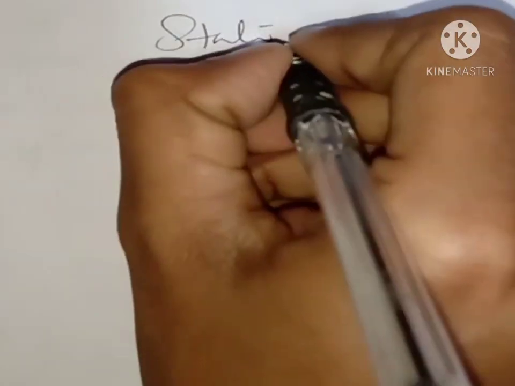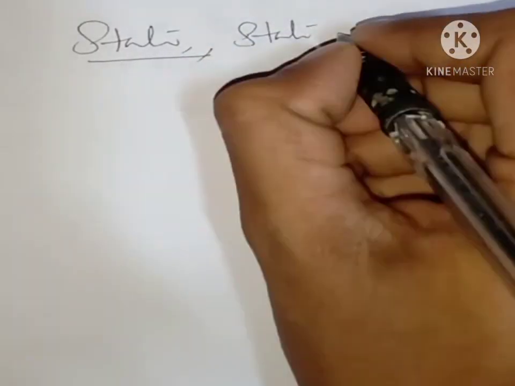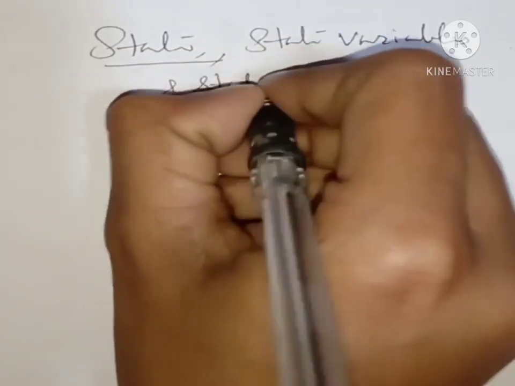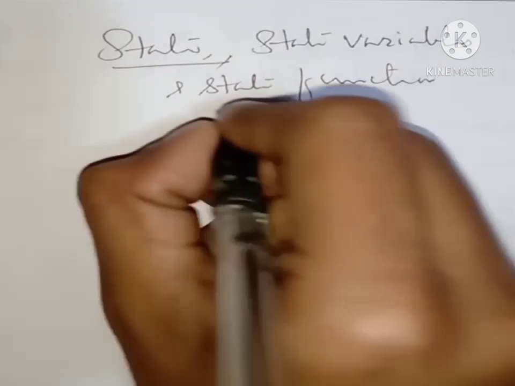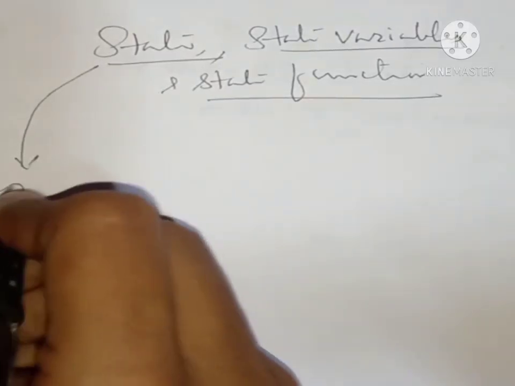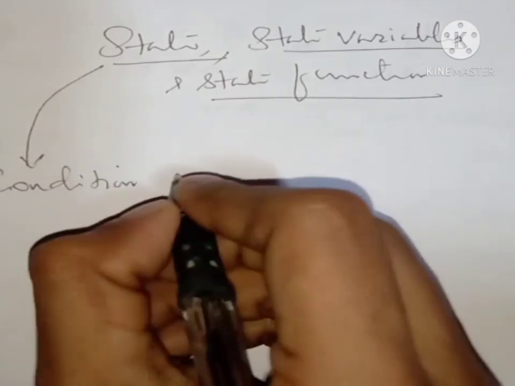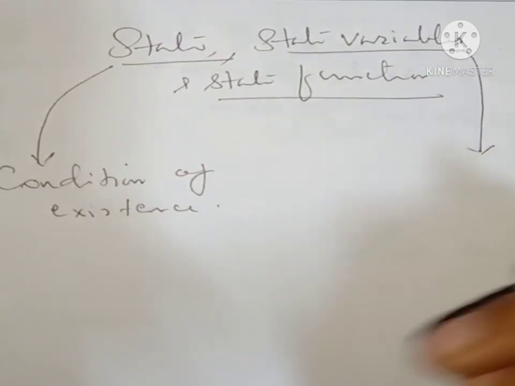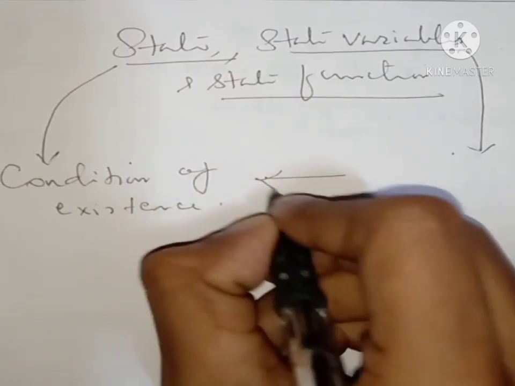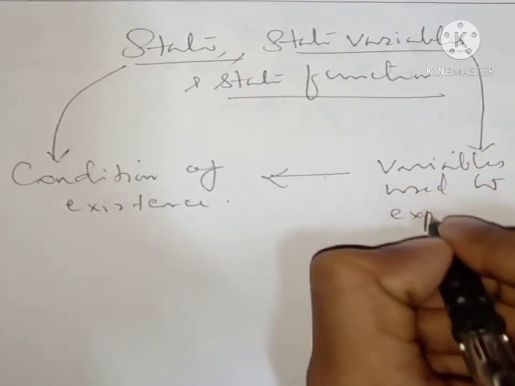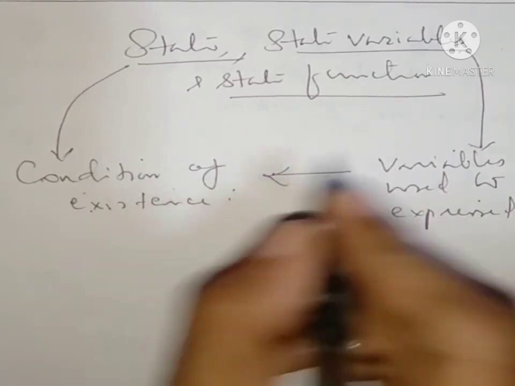The next term is state function, state variables, and state function. State means it is the condition of existence of a particular system. Condition of existence. And state variables means the variables we use to express this particular condition. Variables used to express a particular condition are known as state variables.